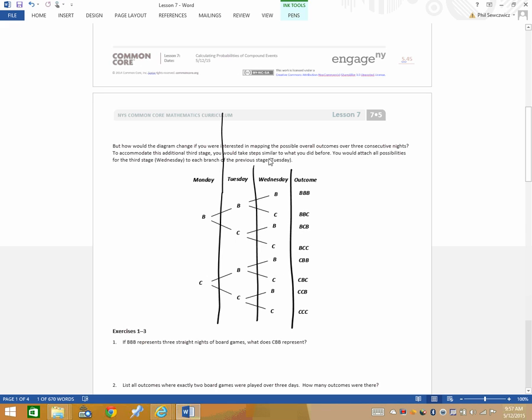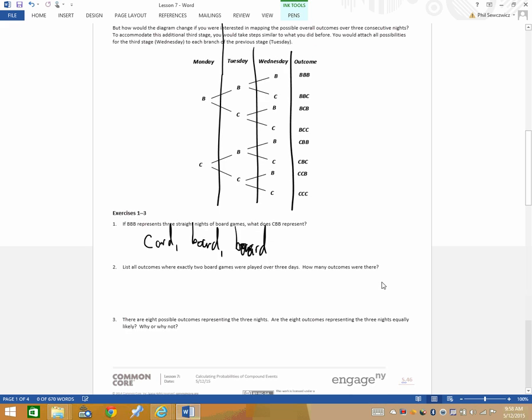So what we're being asked here is, if BBB represents 3 straight nights of board games, what does CBB represent? Well, C represents a card game, followed by a board game, followed by a board game. We're just going about the table and reading the information that's there.